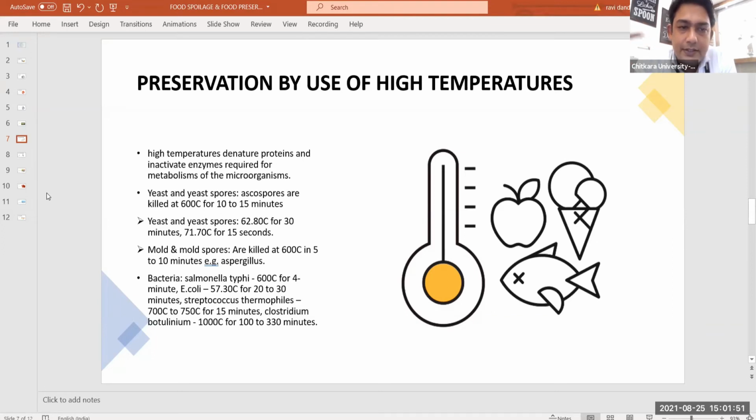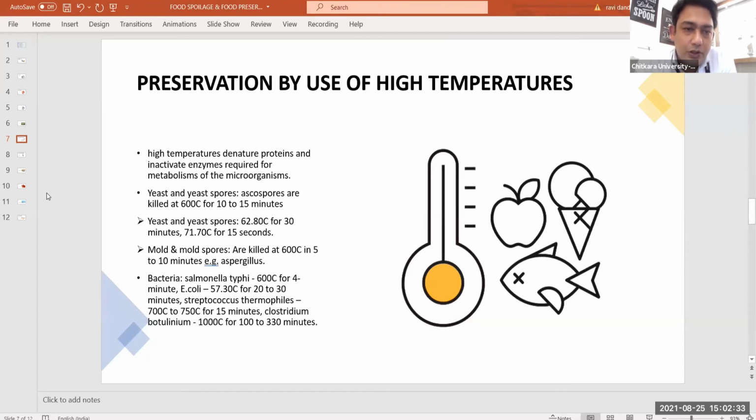Next, we have yeast and yeast spores, which are known as ascospores, are killed at 600 degrees Celsius when we cook for 10 to 15 minutes. So this can be understood by the bread making process. Okay, when you cook the bread or loaf in the oven, the temperature rises to such a huge amount. So yeast, which was alive, a unicellular organism, when the temperature reaches 600 degrees Celsius or maybe 400 degrees Celsius, they die. Okay, so that's how the breads or the bakery products that we consume are safe for consumption.